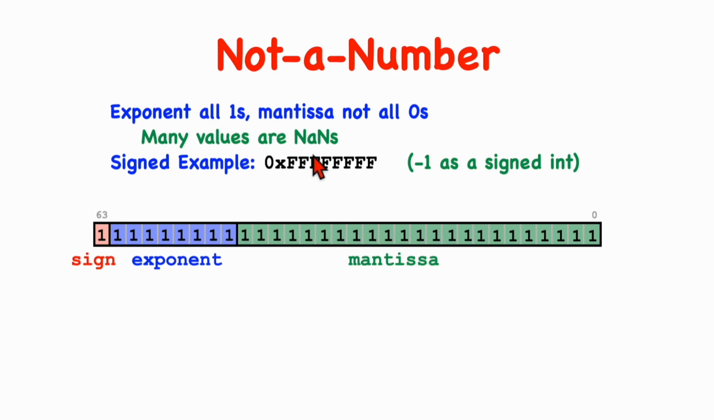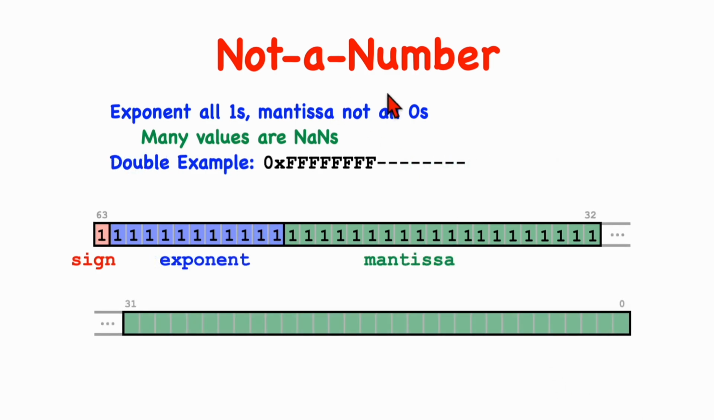So we have many values that correspond to not a numbers, and we ignore the sign bit. This particular value of all 1 bits is the canonical representation of not a number for single precision numbers. And if we happen to interpret this bit pattern as a signed integer, it would be interpreted as minus 1. With double precision floating points, we have the same basic idea. A not a number value is anything where the exponent is all ones and the mantissa is not all zeros. And here's an example of 64 bits representing not a number.